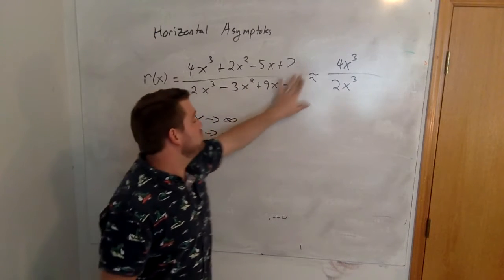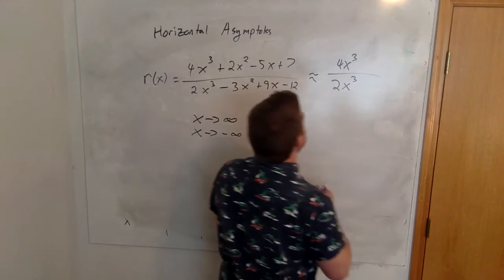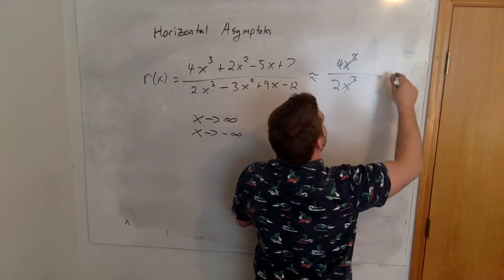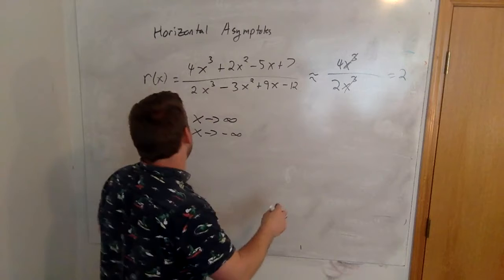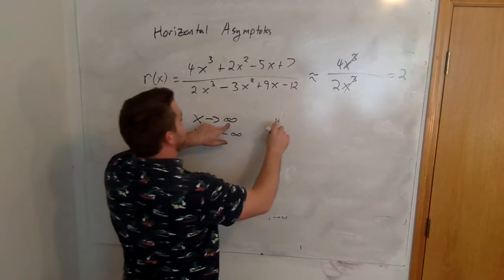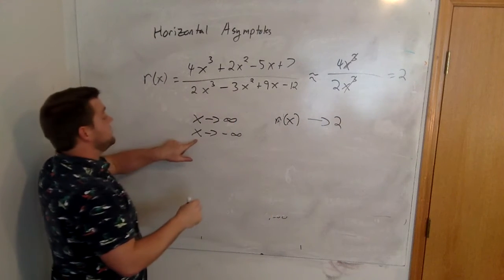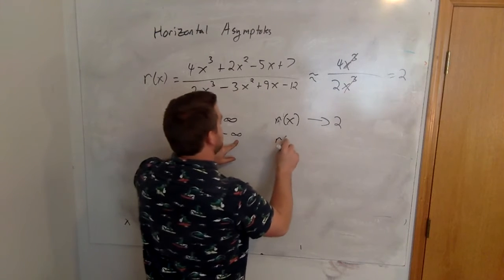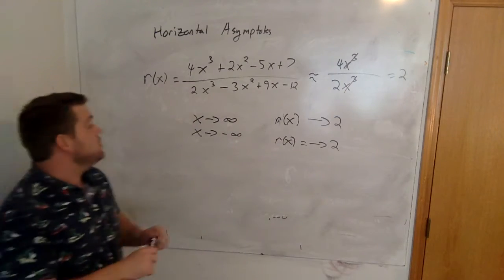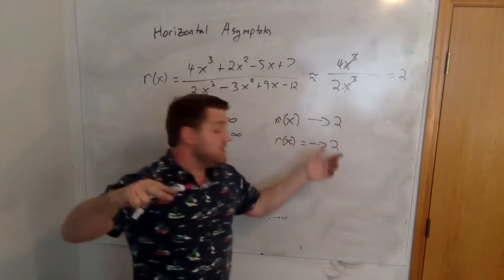Now this is only true as x gets towards infinity or as x goes towards negative infinity. You can loosely think that these x cubes cancel each other out, and 4 divided by 2 is 2. So all I'm saying is that as x is going towards infinity, r of x is getting closer to 2. I'm also saying as x goes towards negative infinity, r of x is going towards 2 also. This is the end behavior. The function is eventually going to settle on this horizontal asymptote, y equals 2.